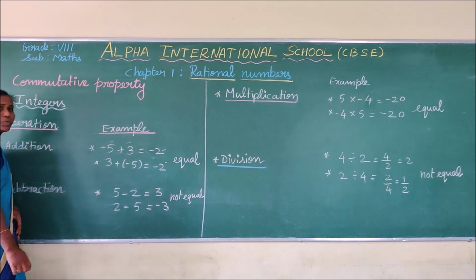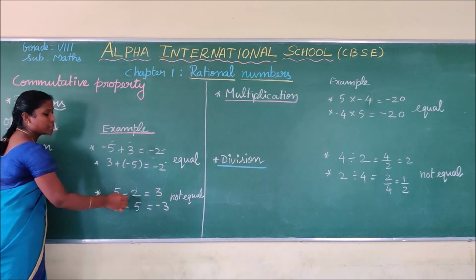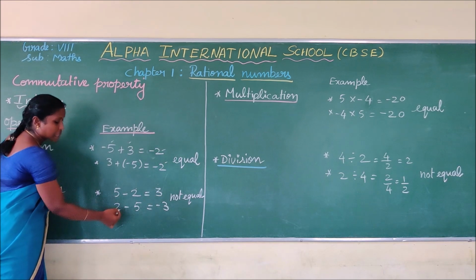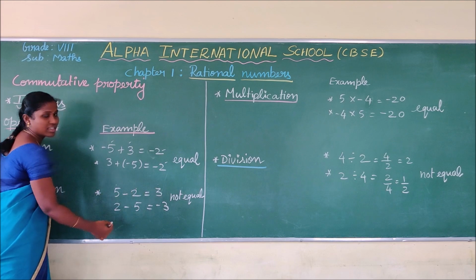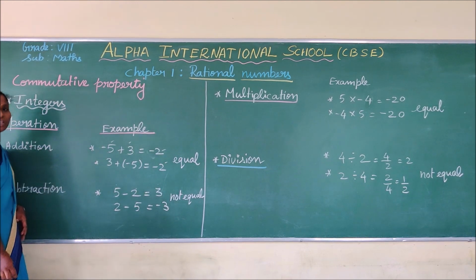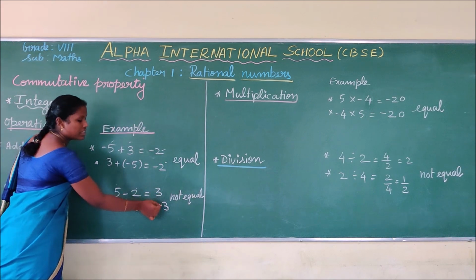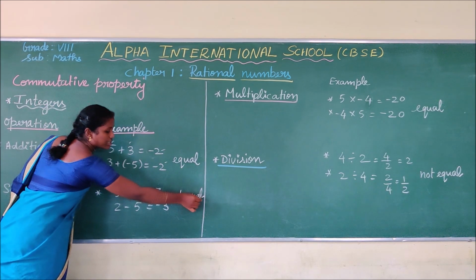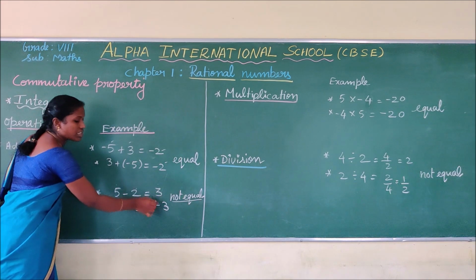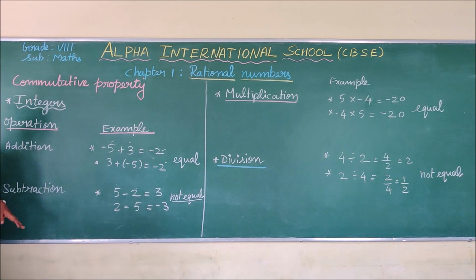I am subtracting the two integers, 5 minus 2. What is the result? 3. And replacing the numbers and checking the result, 2 minus 5. What is the value of 2 minus 5? Minus 3. Whether the results are equal? Not equal. Only if equal can we say that the commutative property is satisfied. Here the results are not equal, so the commutative property is not satisfied for subtraction.